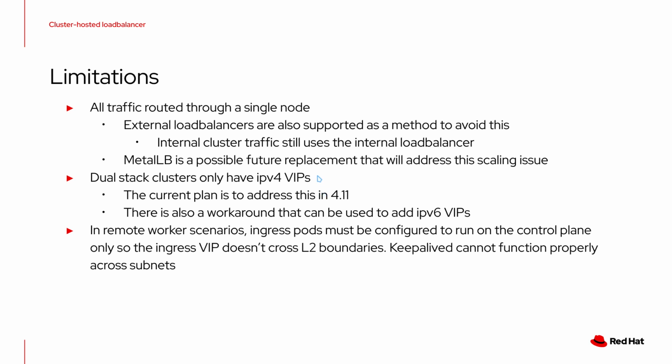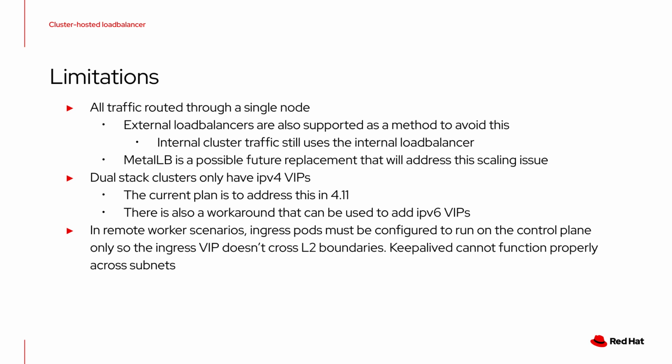In addition, currently dual stack clusters only have IPv4 VIPs, and that's because IPv4 is the primary IP version on dual stack clusters for us, and that's a broader OpenShift limitation, not specific to on-prem. We do plan to fix that in 4.11 and add proper support for both dual stack IPv4 and IPv6 VIPs. When we initially did this, we only had single stack support when this was first implemented, so it wasn't considered that we might need two VIPs.